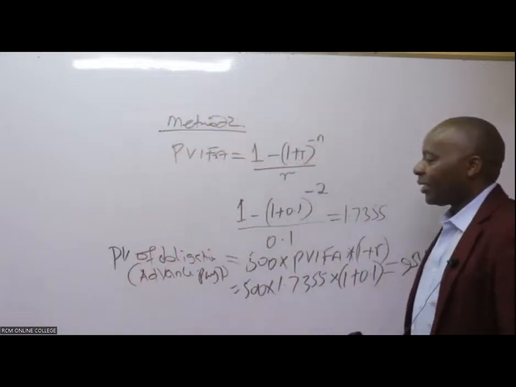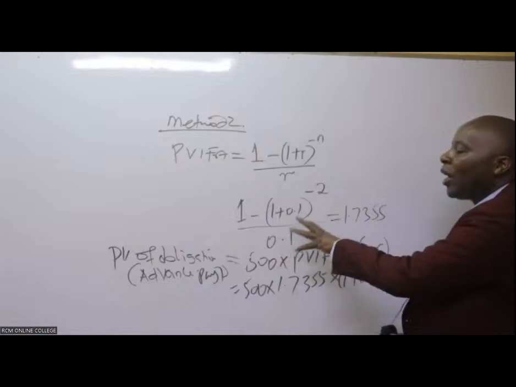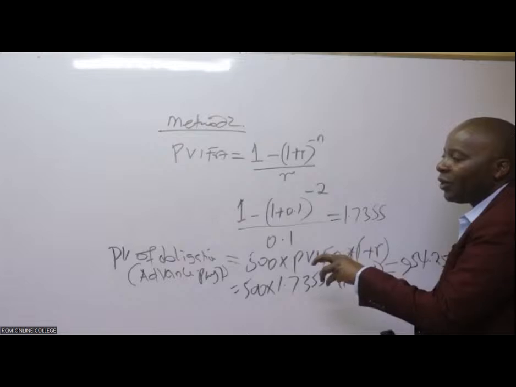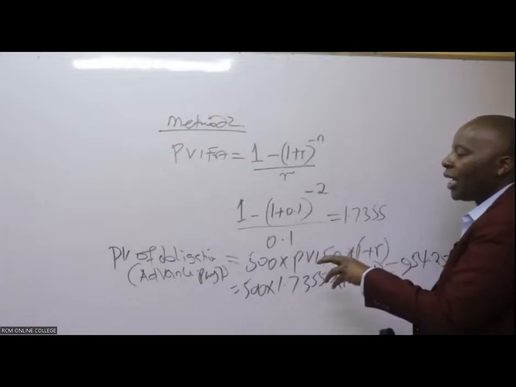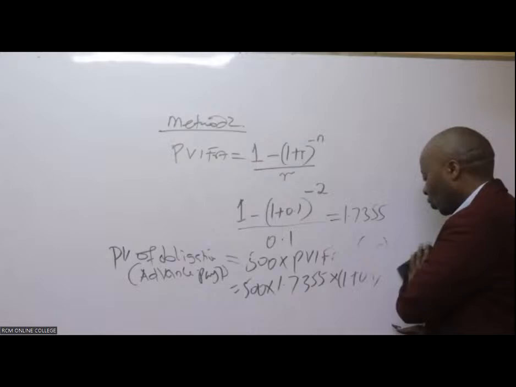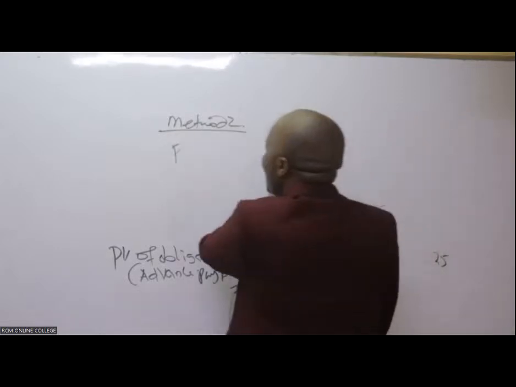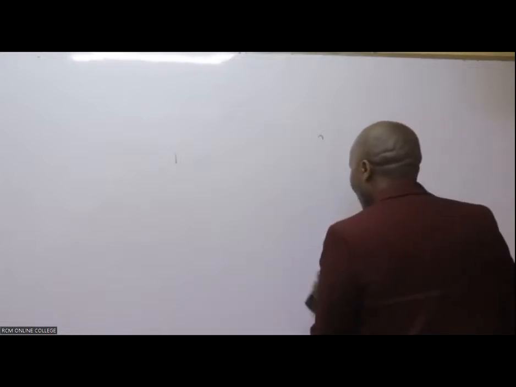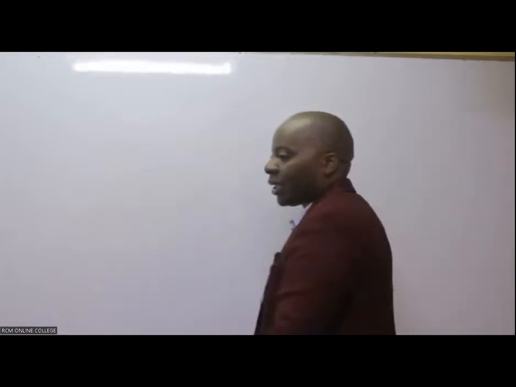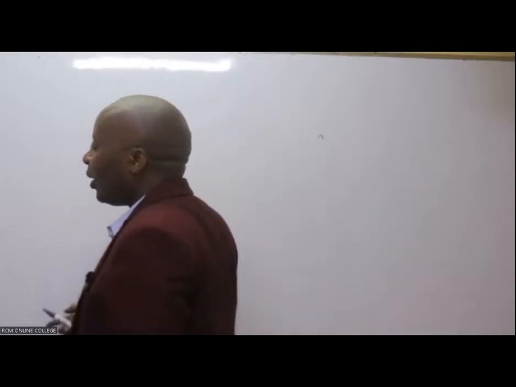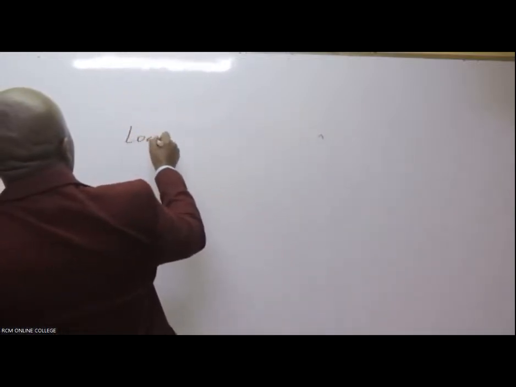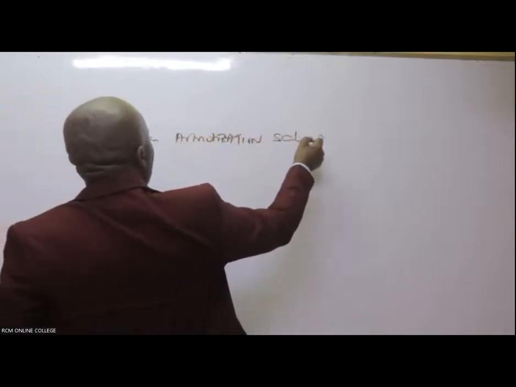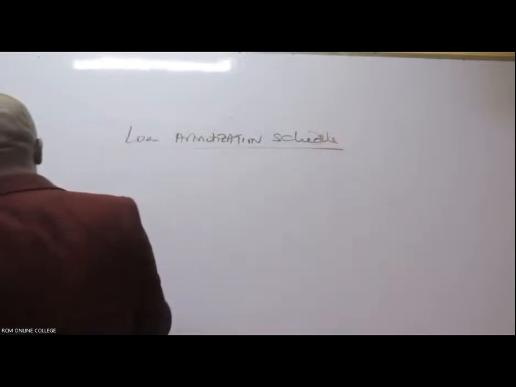Great. So then from here, let's do a loan amortization schedule. Once I get this present value of obligation, I'll always do a loan amortization schedule. So go ahead and do a loan amortization schedule. So what do we have there?